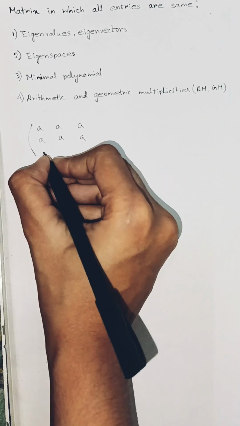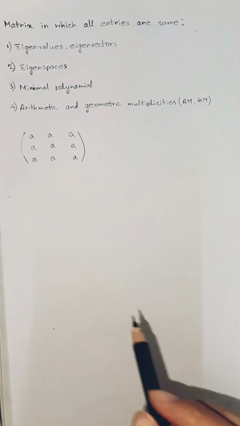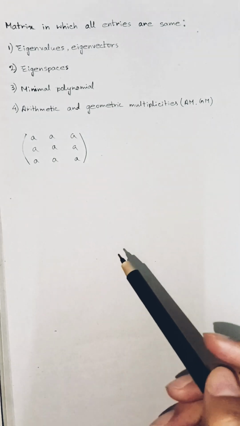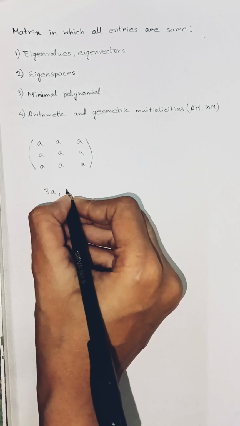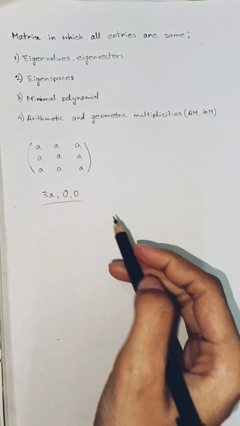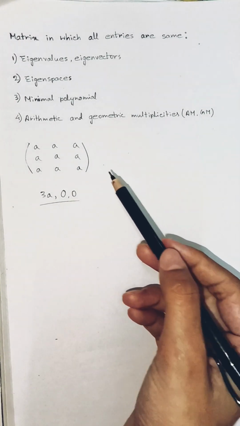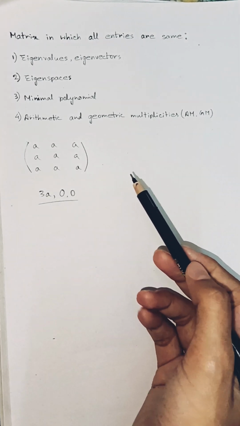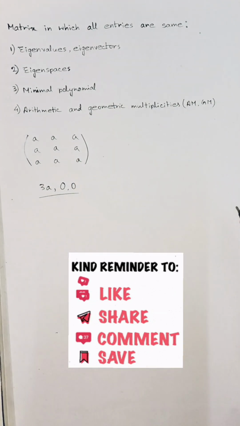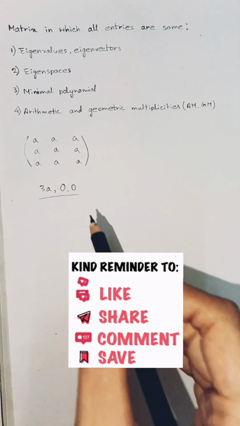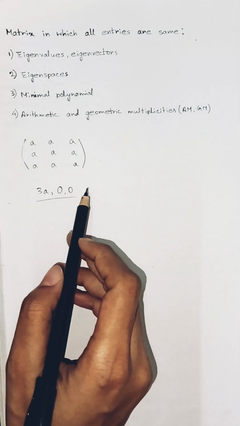Well, this is a matrix of size 3 where all the entries are same. Now, without solving the characteristic polynomial for this matrix, can you say what are the eigenvalues? Well, I can claim they are 3a, 0 and 0. How? See, these two column vectors are linearly dependent. So one eigenvalue must be 0. Why? Because since these two column vectors are linearly dependent, the rank cannot be 3, which is the order of this matrix. So the determinant must be 0.